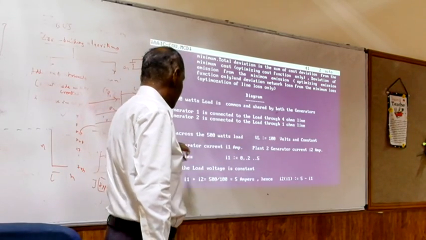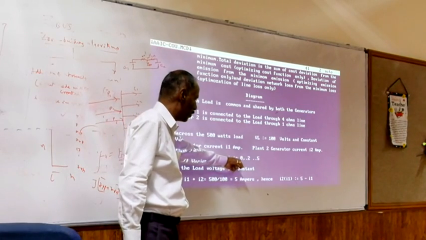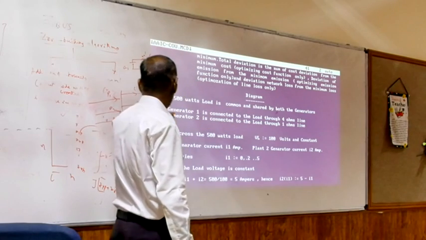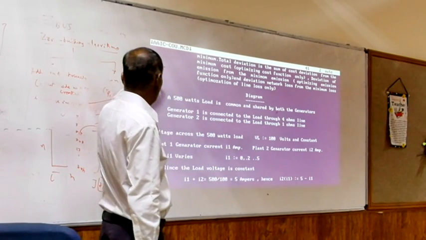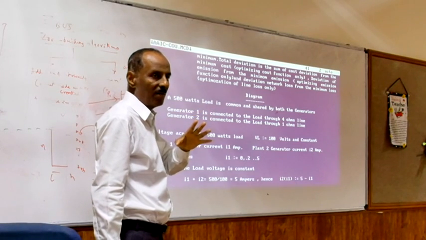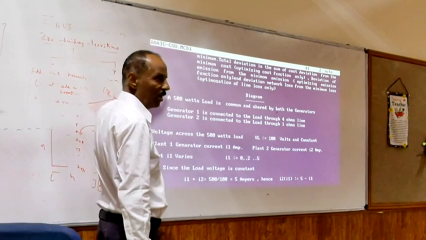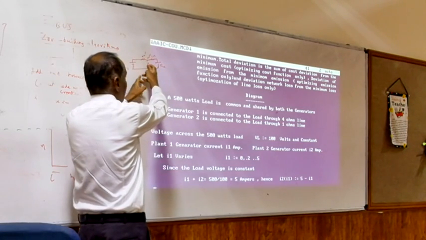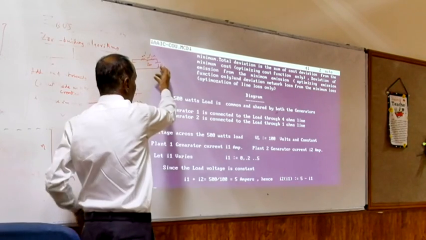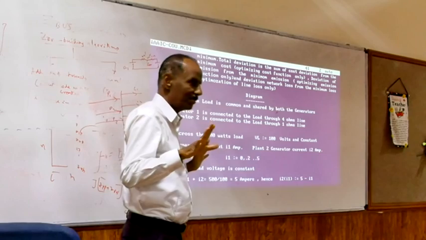Now you see generator 1. What is the definition? 0, 0.2, 0.4, 0.5 like that, up to 5 ampere. Because 100 volt and 500 watts means the maximum current is 5 ampere. 5 into 100 means a 500 watts load. This is a 500 watts load. So two generators are sharing the 500 watts load. One is the first generator with a 4 ohms resistor, the second generator with a 1 ohm resistor. Am I correct? Now understand the problem.